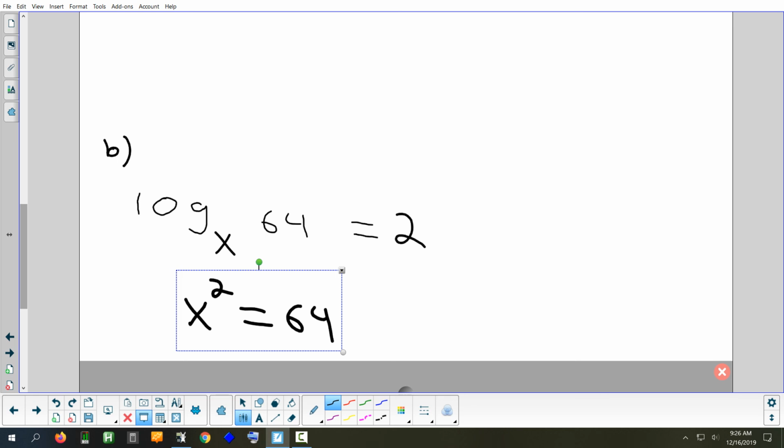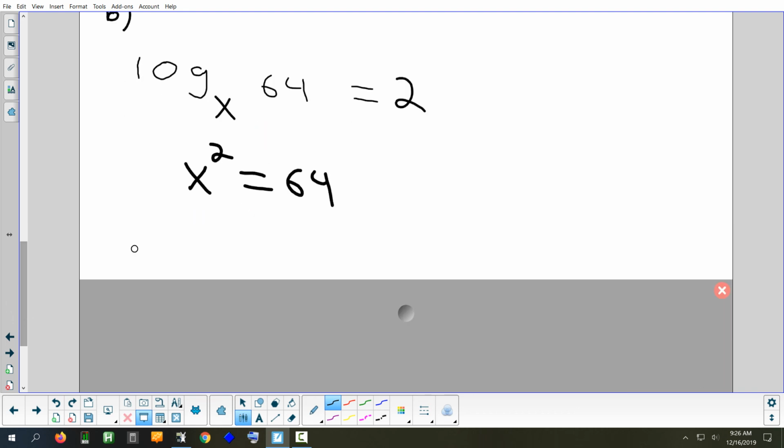Now, we have x to the second power equals 64. I've got to get rid of that second power. So what cancels out squaring? You square root it. Yep. So take the square root of both sides. That's gone. Square root over there. What's the square root of 64?